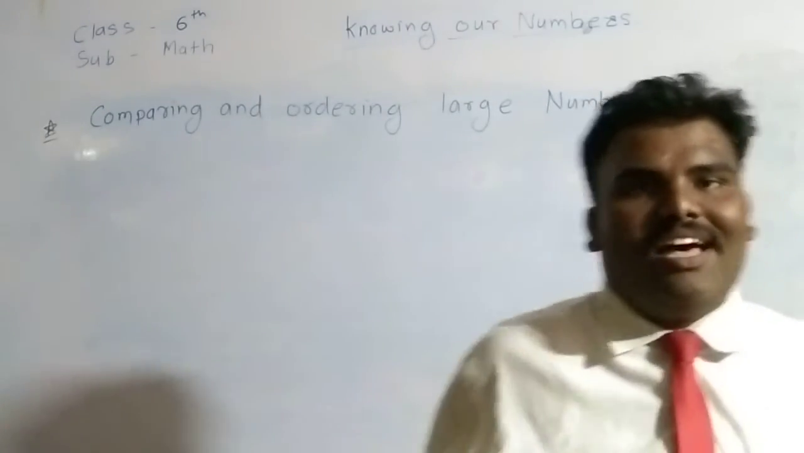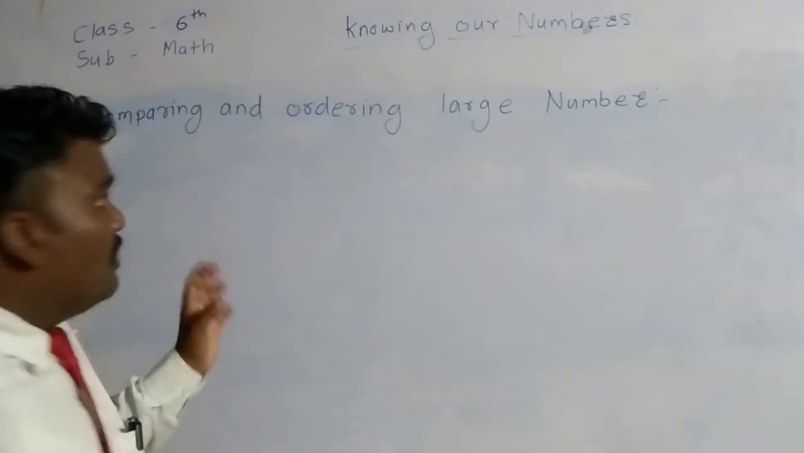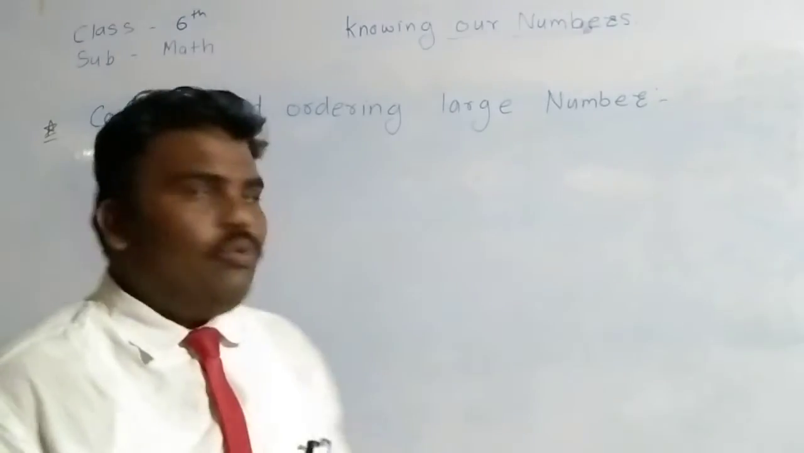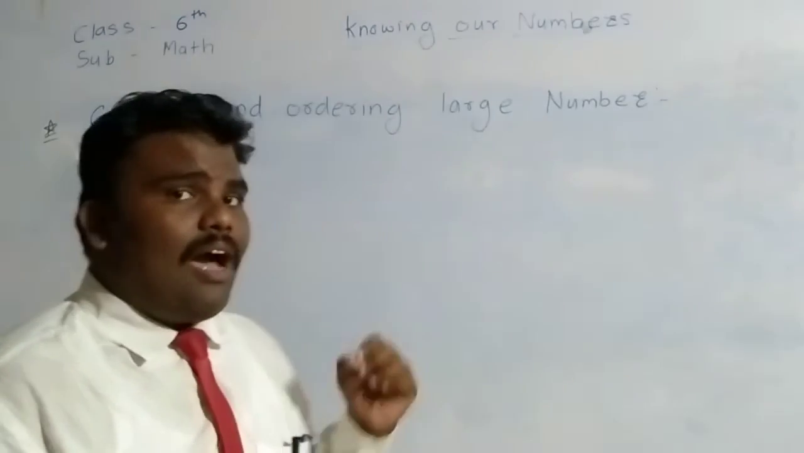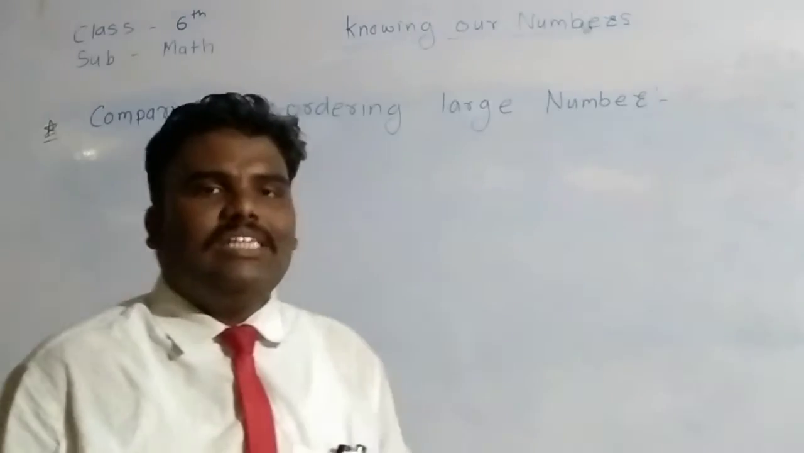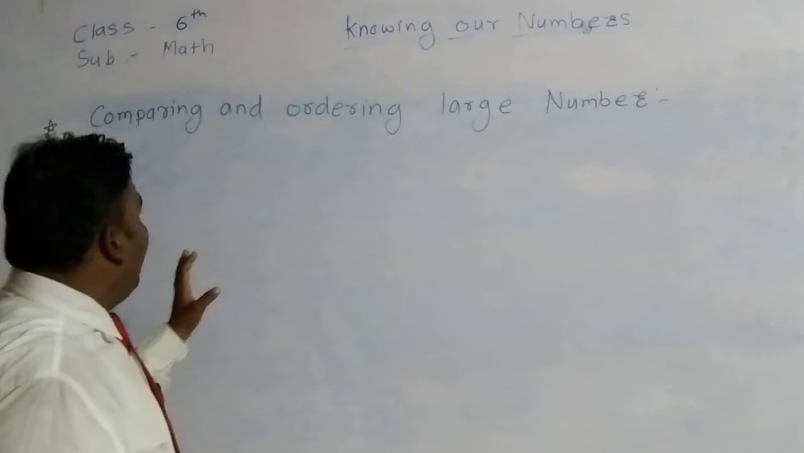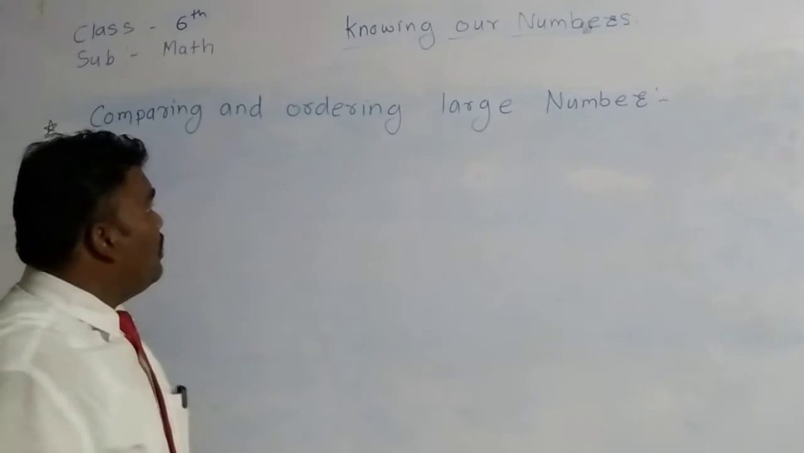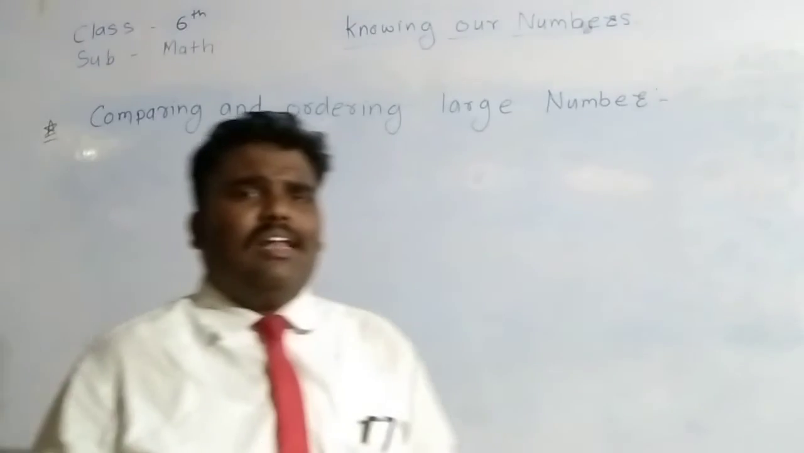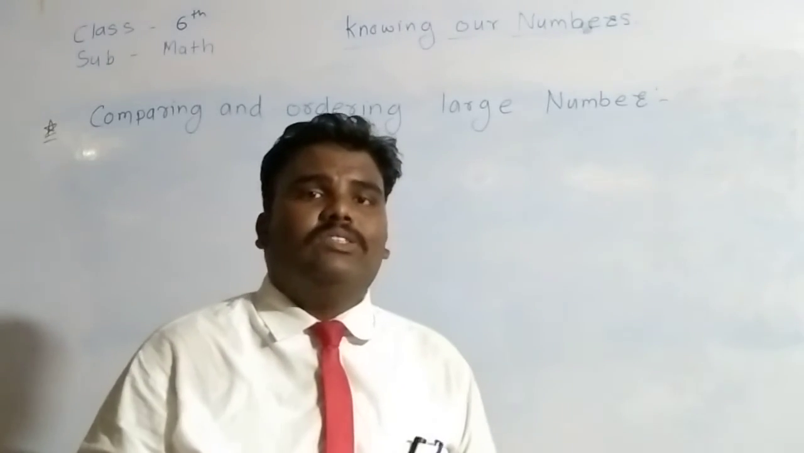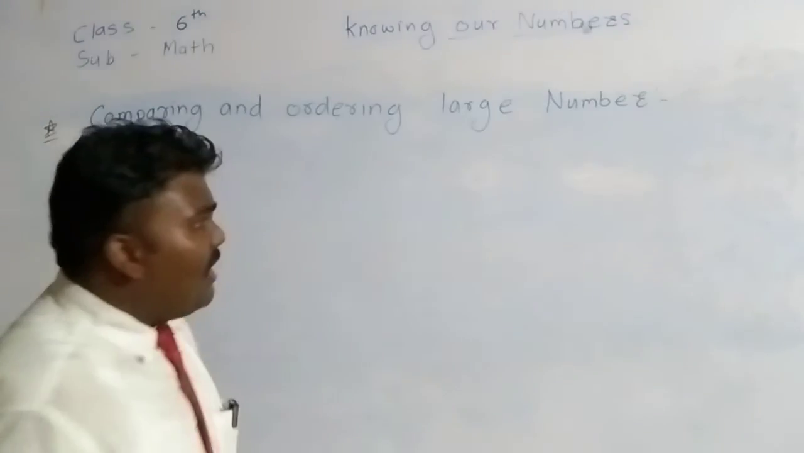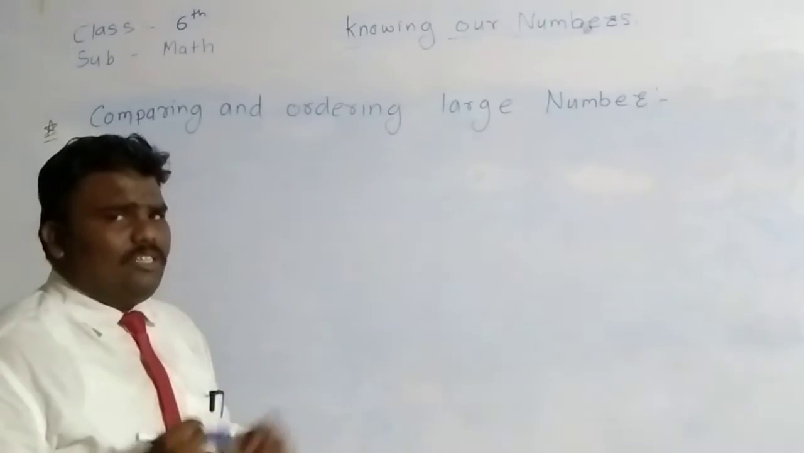Dear students, in the last class we talked about many things, that is, how to find the place value and how to find the expanded form. Okay? In the last class we already discussed that. But in this class, dear students, today we are going to talk about comparing and ordering large numbers. So what are large numbers and how do we compare them? In this class we are going to talk about these important things. These things are very easy, dear students.